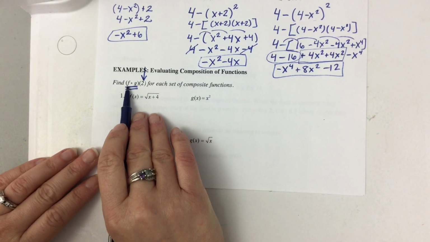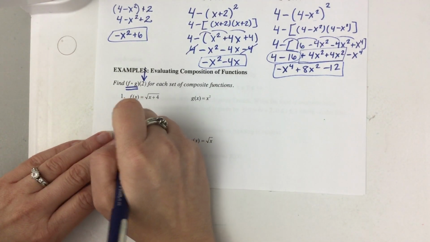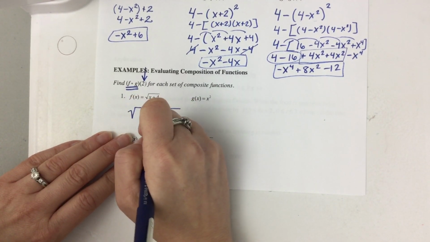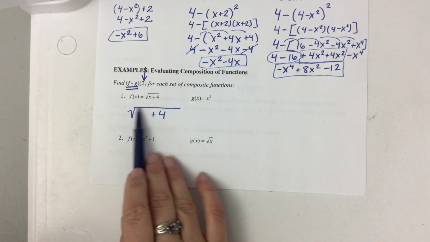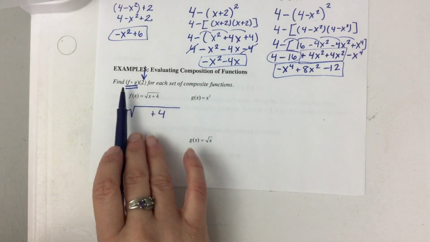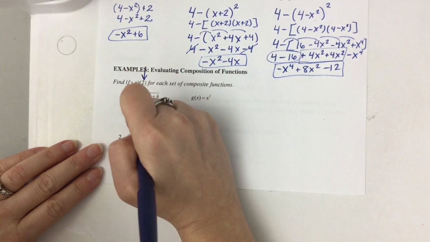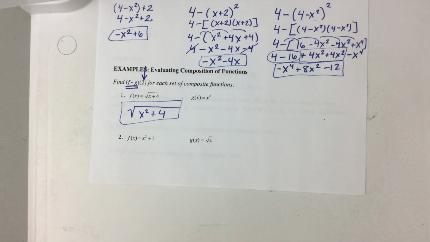Okay, notice it says f composed with g. So f is the outside. So I always go ahead and rewrite everything from the skeleton function. Okay, so it's the square root. I'm filling something in for x plus 4. What are we filling in? The g function, which is x squared. Done. There's your new function.